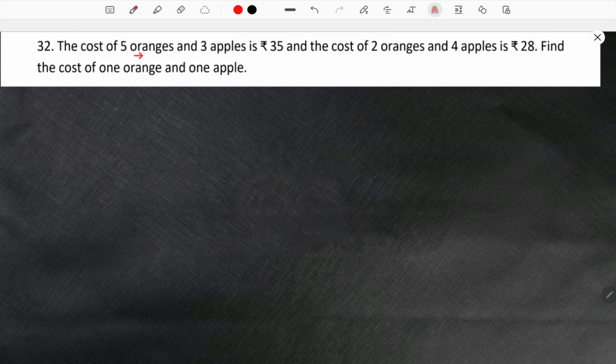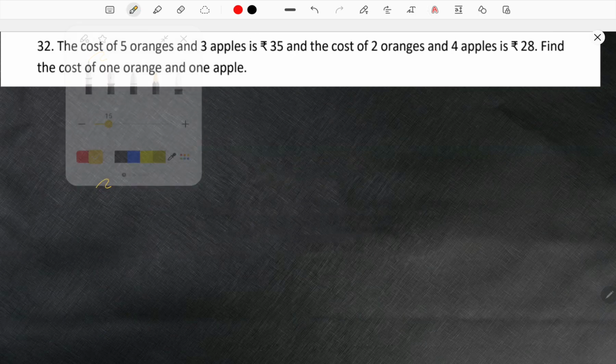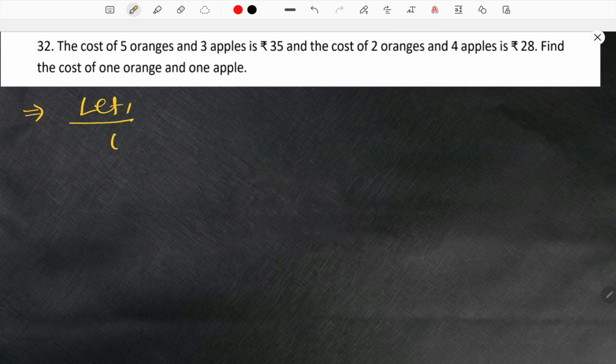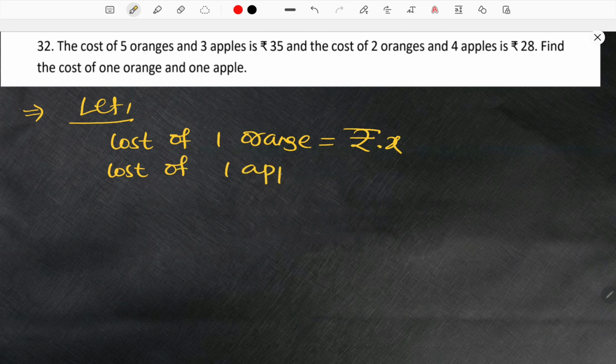The cost of 5 oranges and 3 apples is 35 rupees and the cost of 2 oranges and 4 apples is 28 rupees. Find the cost of 1 orange and 1 apple. ಅದು ಎರಡು ಸಿಚುವೇಶನ್ ಇದೆ, ಎರಡು ಇಕ್ವೇಷನ್ಸ್ಗಳು ಬರ್ತವೆ. ಸೊ ನಾನೇನು ಅಂದ್ಕೊಳ್ತೀನಿ, ಲೆಟ್ ಕಾಸ್ಟ್ ಆಫ್ 1 orange ಈಸ್ ಈಕ್ವಲ್ ಟು x ರುಪೀಸ್ ಅಂತ ಅಂದ್ಕೊಳ್ತೀನಿ. ಅದೇ ರೀತಿಯಾಗಿ ಕಾಸ್ಟ್ ಆಫ್ 1 apple ಈಸ್ ಈಕ್ವಲ್ ಟು y ರುಪೀಸ್ ಅಂತ ಅಂದ್ಕೊಳ್ತೀನಿ.